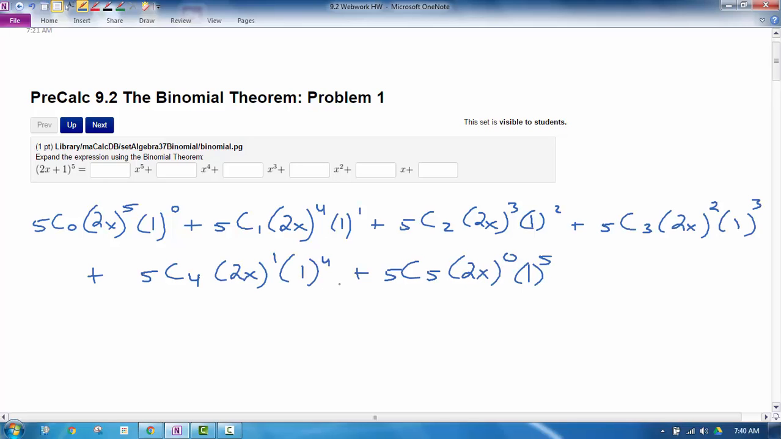Okay, so when you write it all out, you get this. I had to go down to this next line here. But now we can just simplify this. These come from Pascal's triangle. These come from the fifth row of Pascal's triangle. Or you can do them in your calculator.